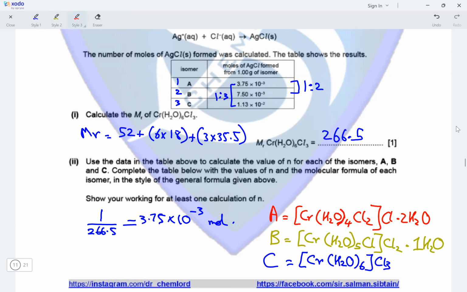So these are the three formulae of the isomers A, B, and C, based on the calculation of 1 gram of the solid converting into moles of solid and comparing the ratios of this with the isomers A, B, and C.